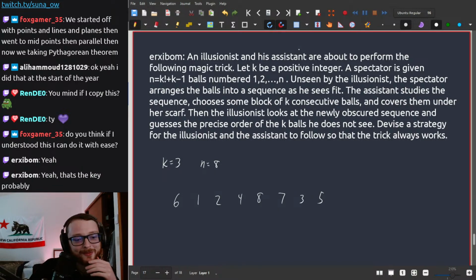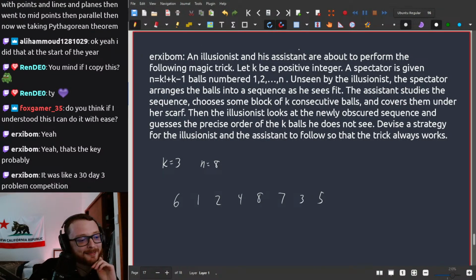High school students are expected to be able to solve this? Compared to their competition-level high school students, but this is not an easy question. A 30-day 3-problem competition. Okay, that makes more sense. So maybe is there an easier question we can answer?